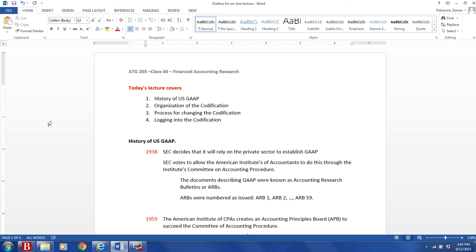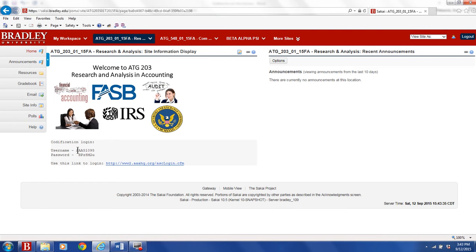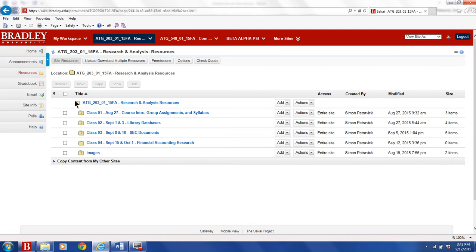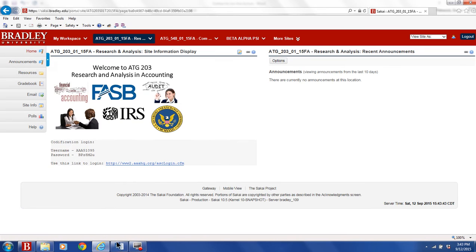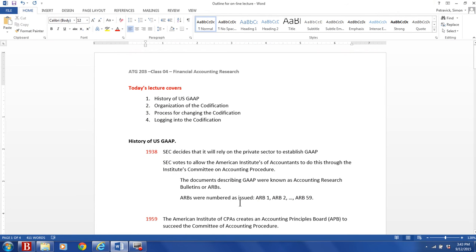The purpose of today's lecture is to provide some background information on the subject of financial accounting research. The outline that you see on the screen is also available on Sakai as a Word document. It's filed under Resources, Class 04. We're going to cover the history of U.S. GAAP, how the codification is organized, process for changing the codification, and logging into the codification.